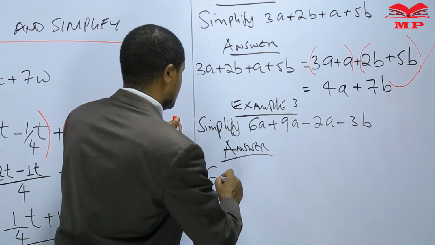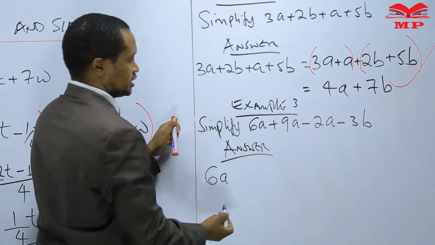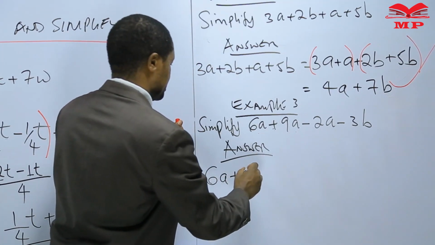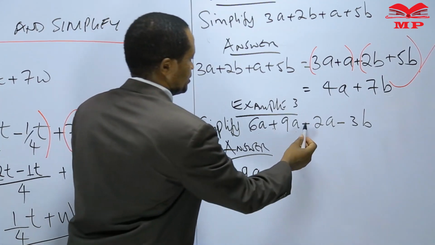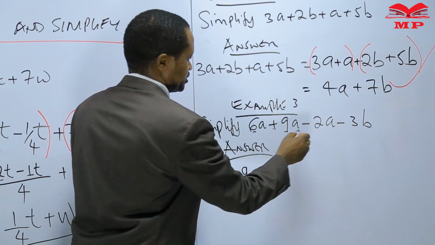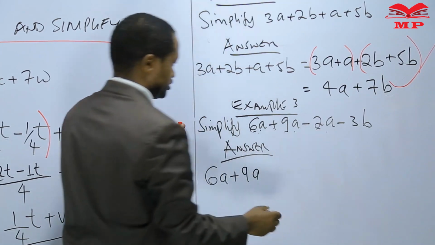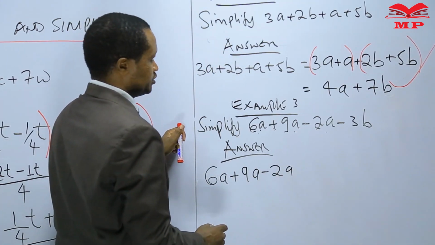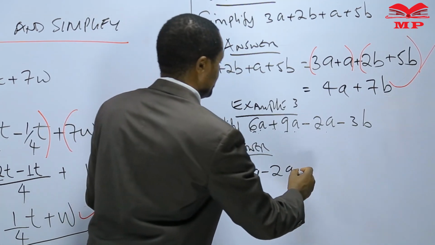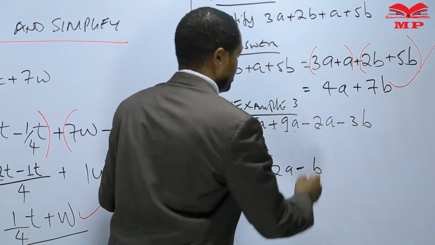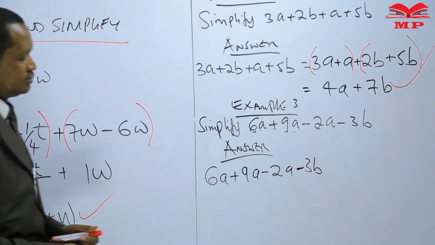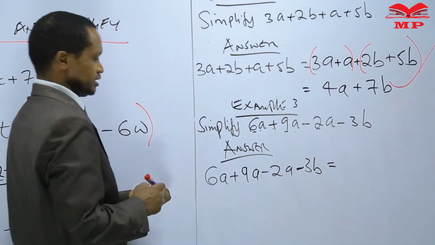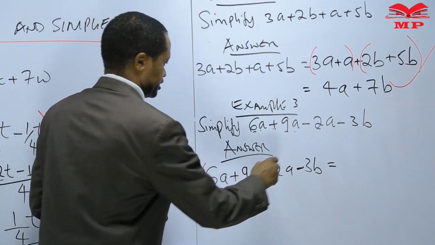6a. This 6a is like 9a, so we add 6 plus 9, so plus 9a. Then minus 2a. These terms share a, so minus 2a. Then minus 3b. So we can now add. These are like terms.